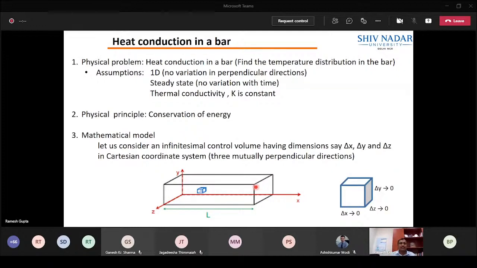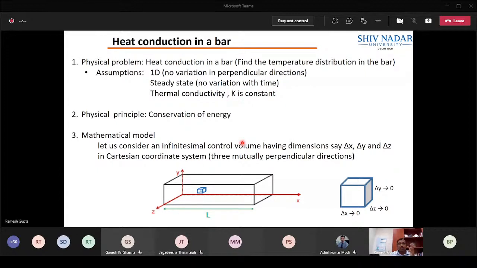Then, steady state: there is no variation with respect to time, whether you measure today, tomorrow, or at any time. Or at least at that particular instant of time, what you are looking at is steady state and not varying with time. And the thermal conductivity is constant in all directions, just like an isotropic material where the Young's modulus is the same in all directions. Similarly, your thermal conductivity is constant.